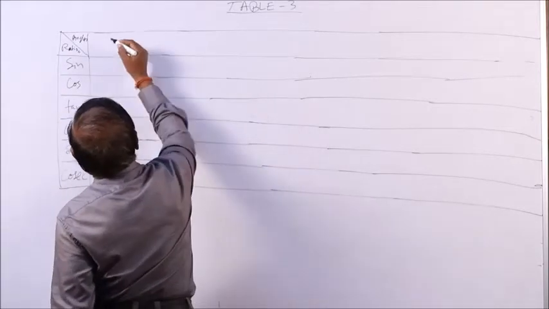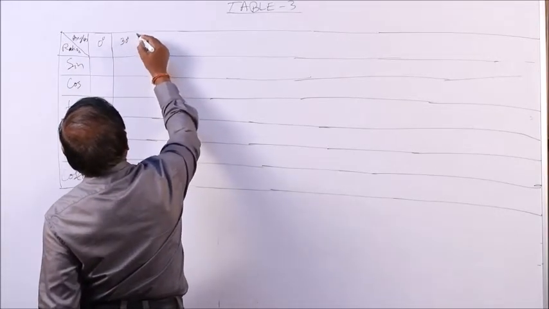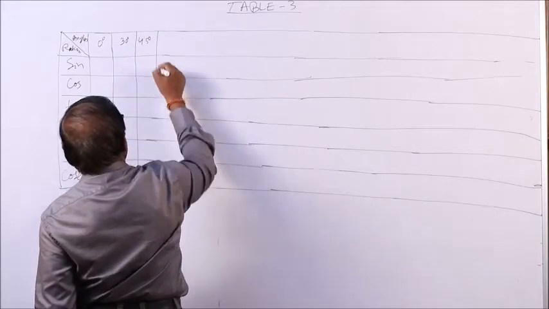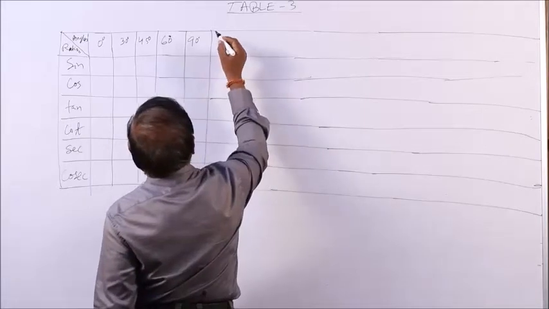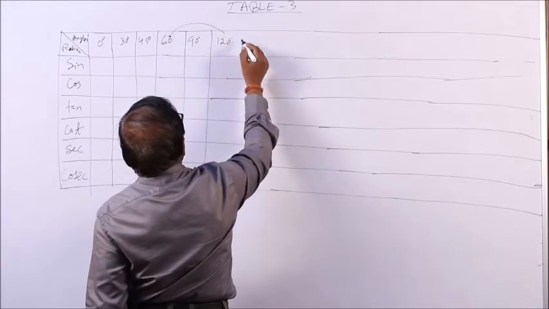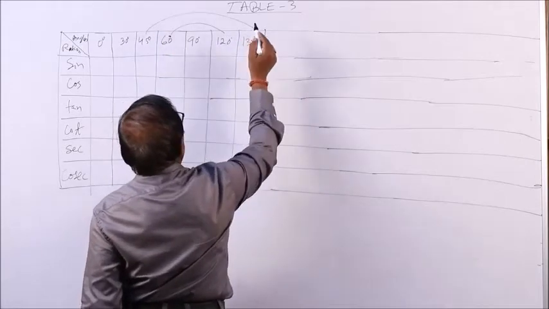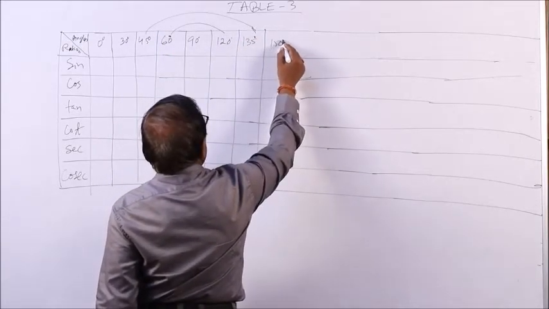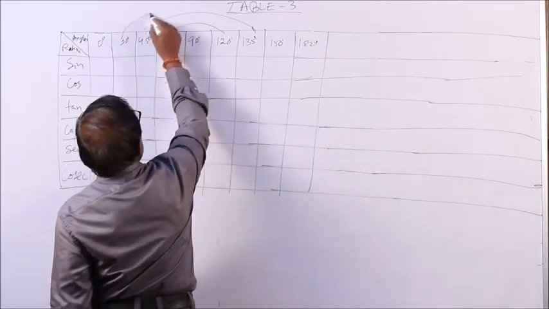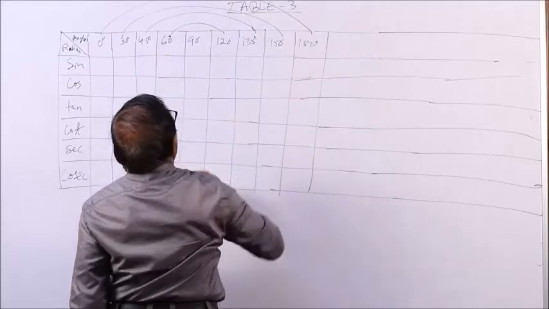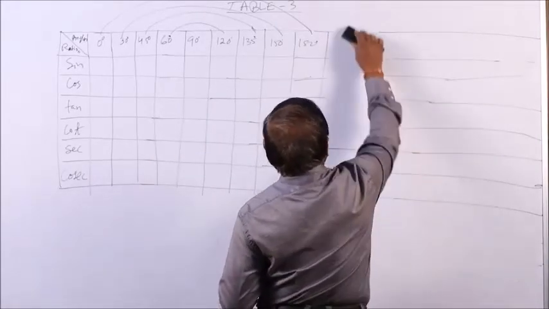Suppose you first take 0 degree, 30 degree, 45 degree, 60 degrees, 90 degrees, 120 degrees, 135 degrees, 150 degrees and 180 degrees. The rest of the values you can easily find out from these tables.